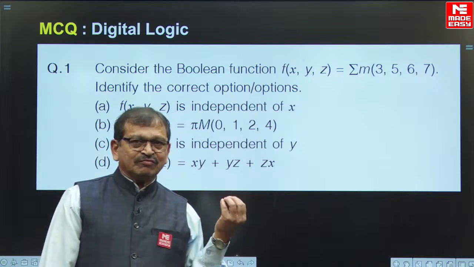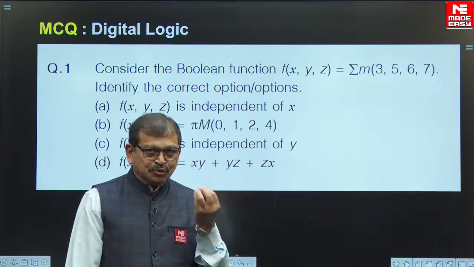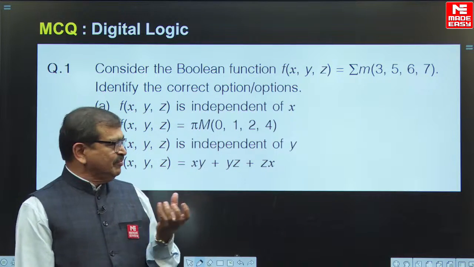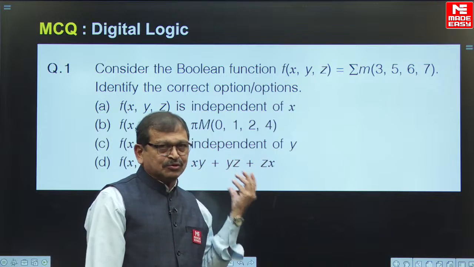We have a few of the questions from the digital logic subject. These are the questions shared by a few of you. They are basically memory based questions.